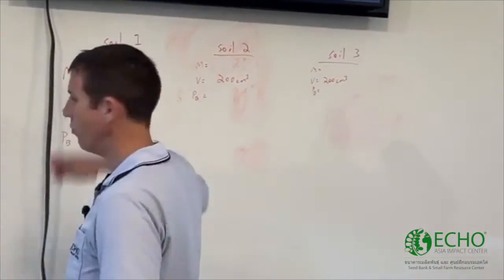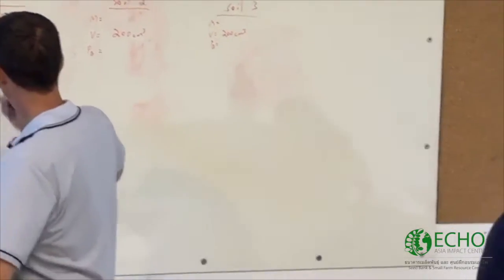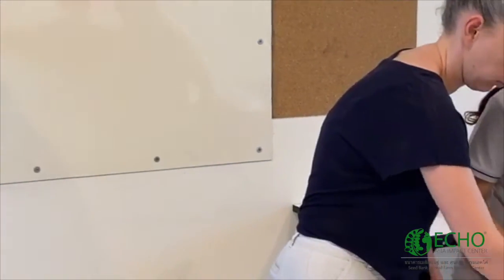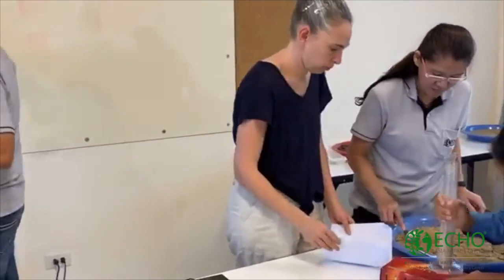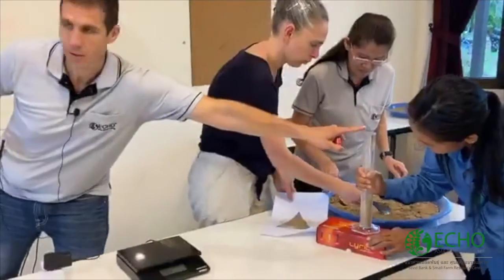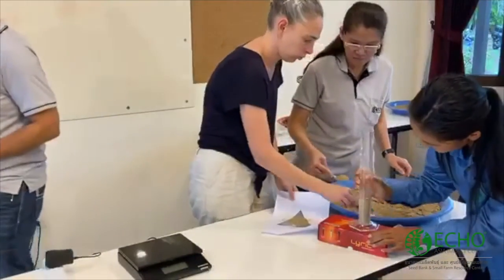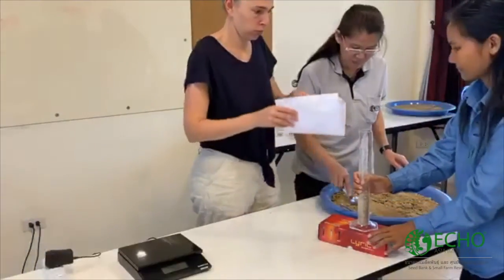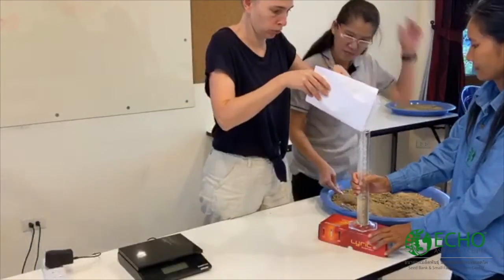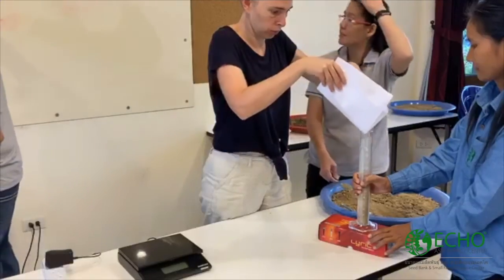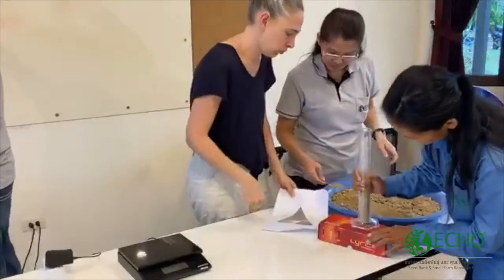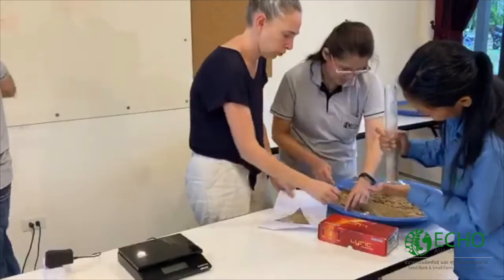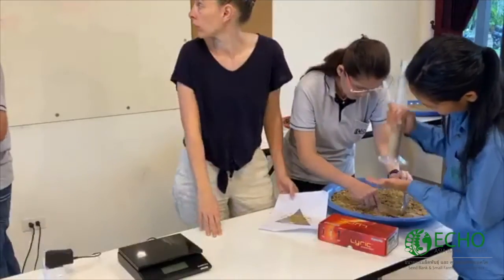This is 204. So this is the cylinder. Just this. Okay. 204. So we do this one minus this to give us the soil weight.